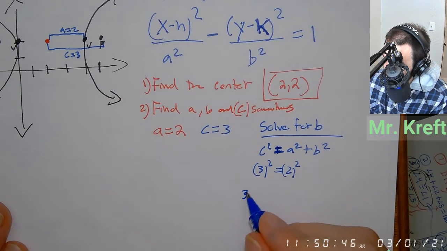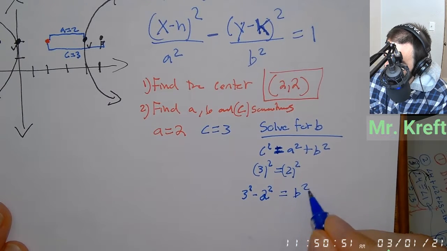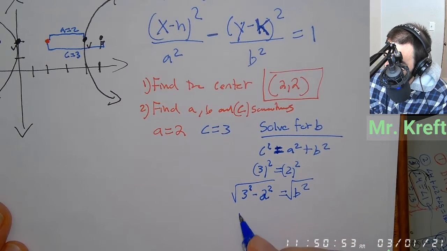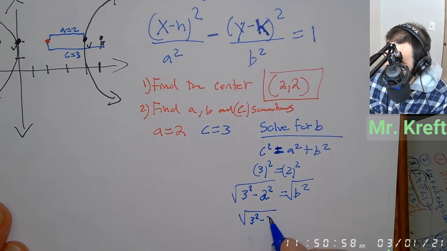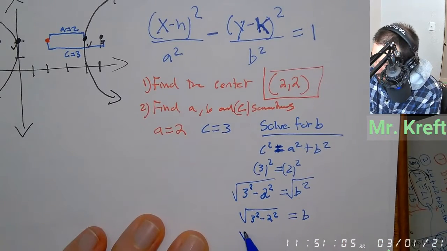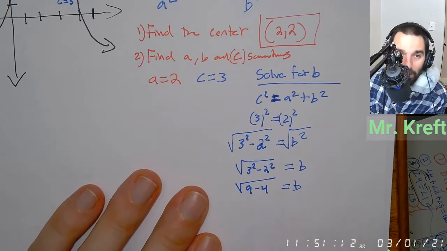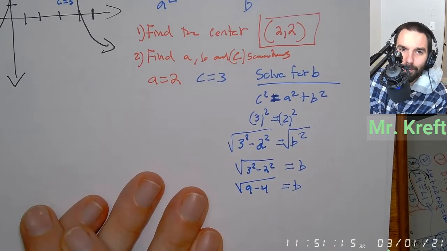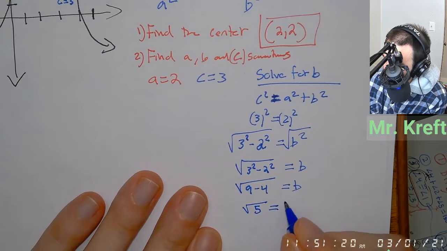So I'm going to have 3 squared minus 2 squared equals B squared. And I'm going to take the square root of both sides. We're going to ignore the negative answer here because we're looking for a distance. So what is this? This is 9 minus 4. And of course, you guys can skip, I'm showing all of my work. 9 minus 4, what's that? That's 5. Okay. So the square root of 5 equals B.